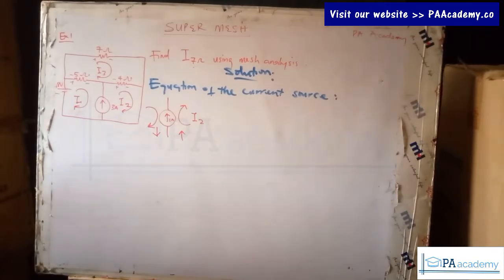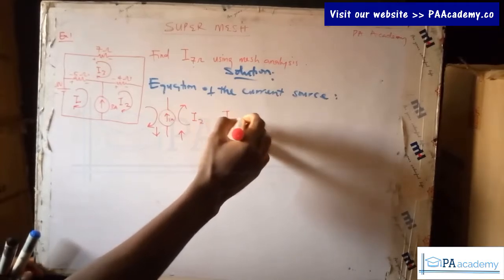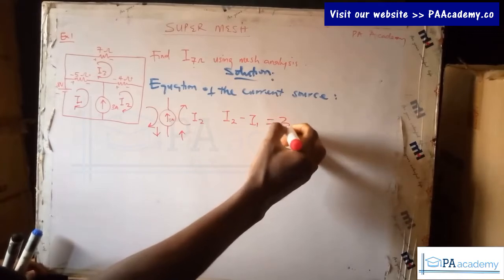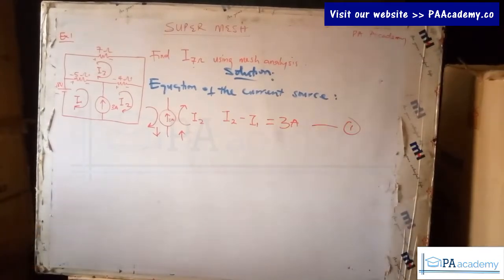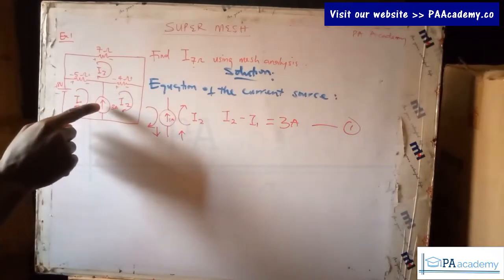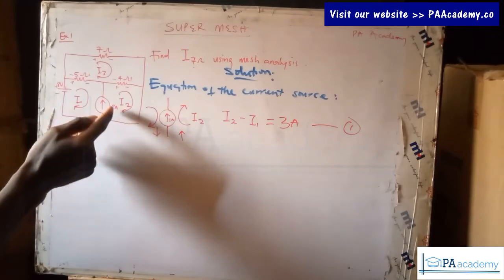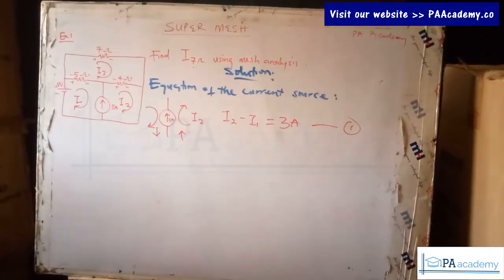So that means we are going to be having I2 minus I1 equals to what? 3 amperes. This is our equation 1. What it means is that since we've been told that the current here is 3 amperes, by the time we subtract the value of I1 from I2, it gives us 3, and that is what we're having here. So we've gotten our equation 1.